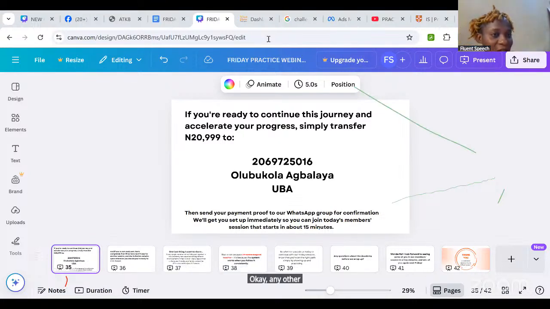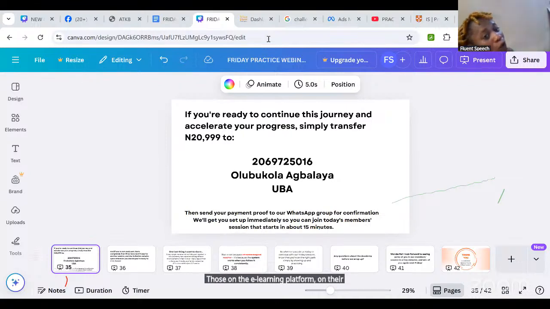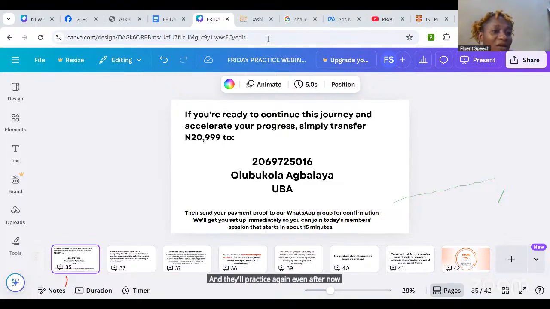Please read that and send it to us on WhatsApp so we can listen to it. Those on the e-learning platform, those on the 6-week Diction Master Academy, will get the reading and they'll practice again even after now. But those that are not in the academy will not.